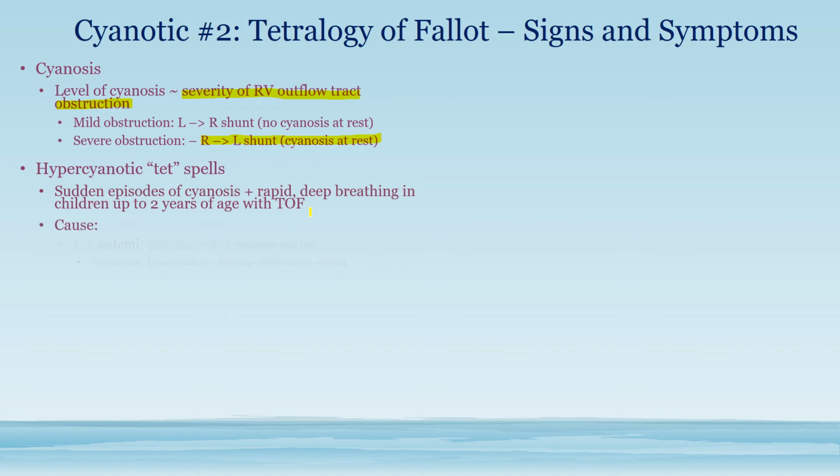And we're going to figure out why this happens. So the 2 reasons why this happens is either decreased systemic resistance or increased venous return. So why would these cause a TET spell?